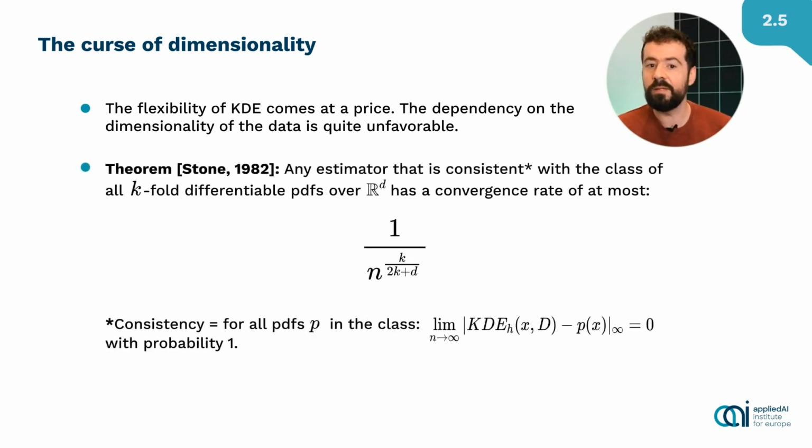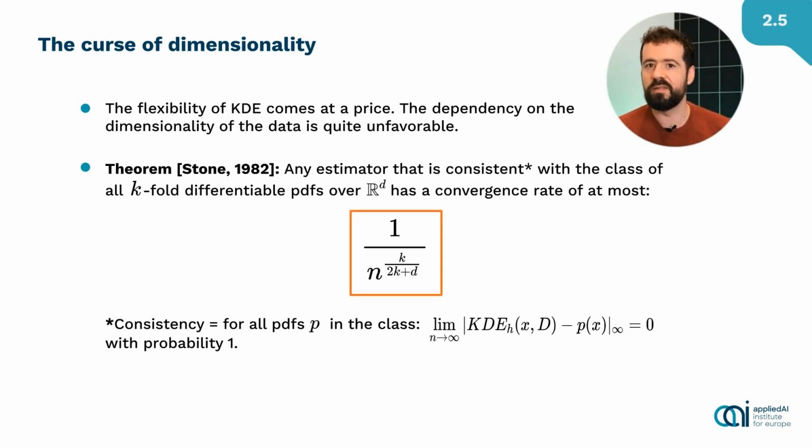There is a famous theorem by Stone, 1982, which actually says that any estimator which is consistent with a class of k-fold differentiable PDFs has a convergence rate of at most 1 over n to the k divided by 2k plus d.